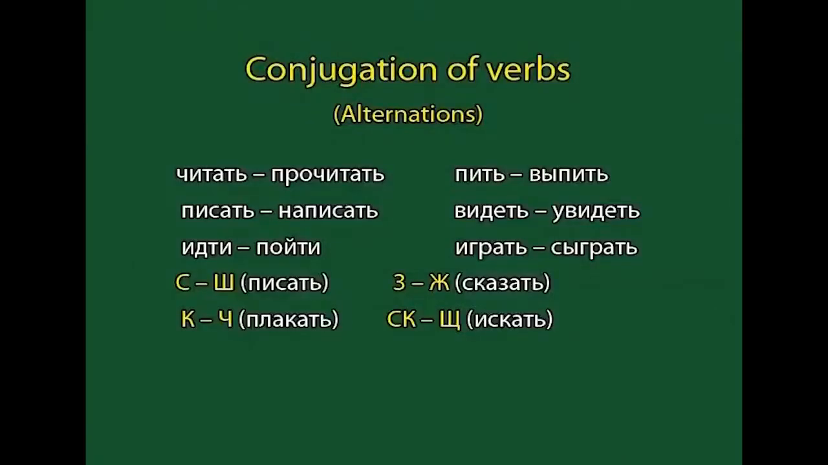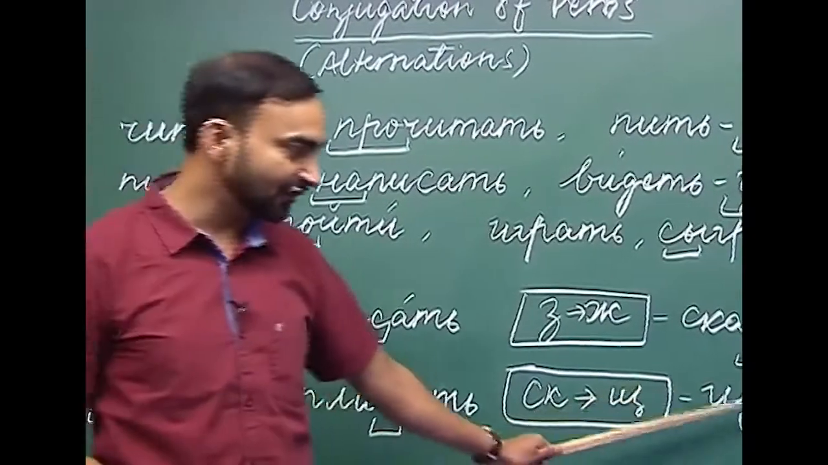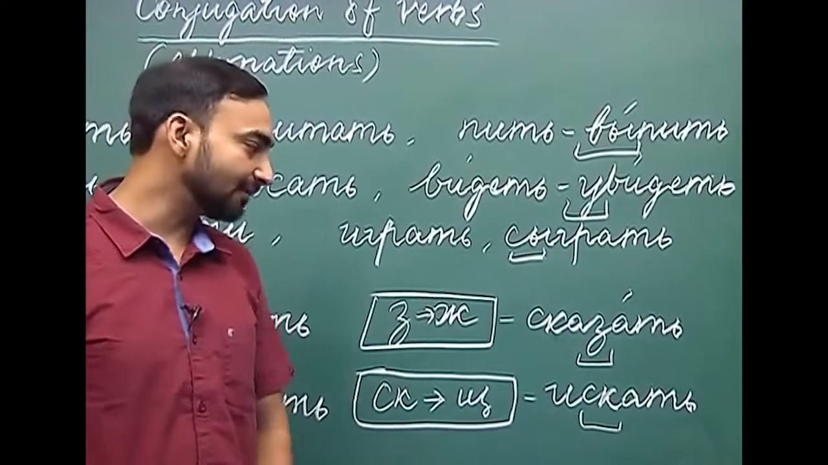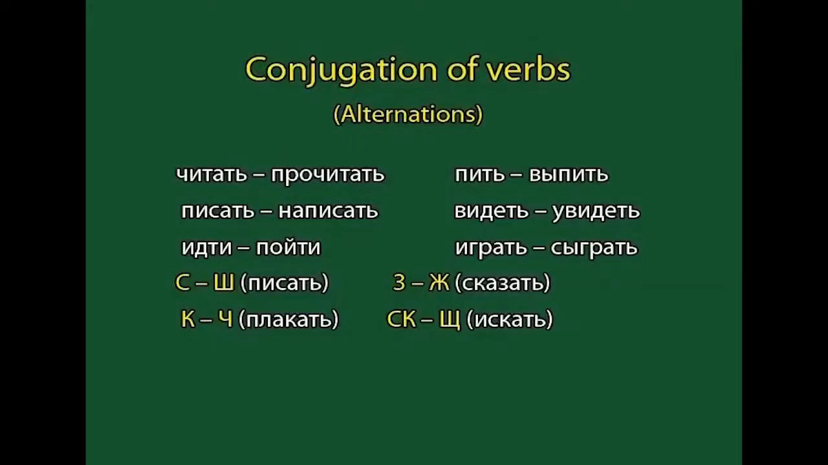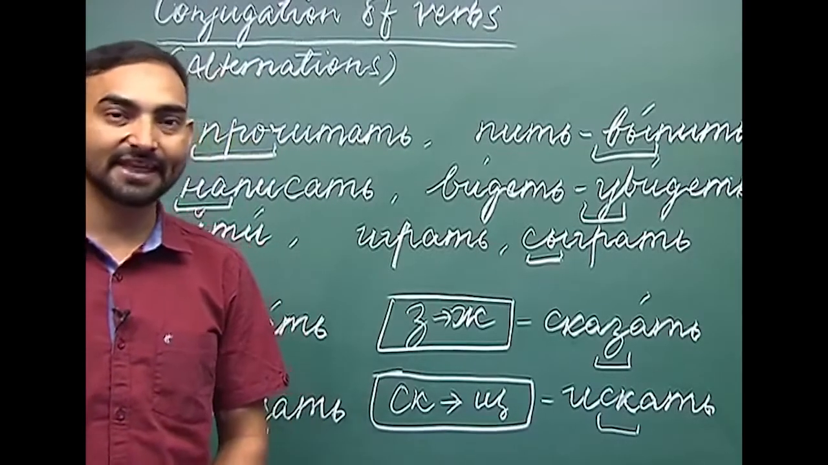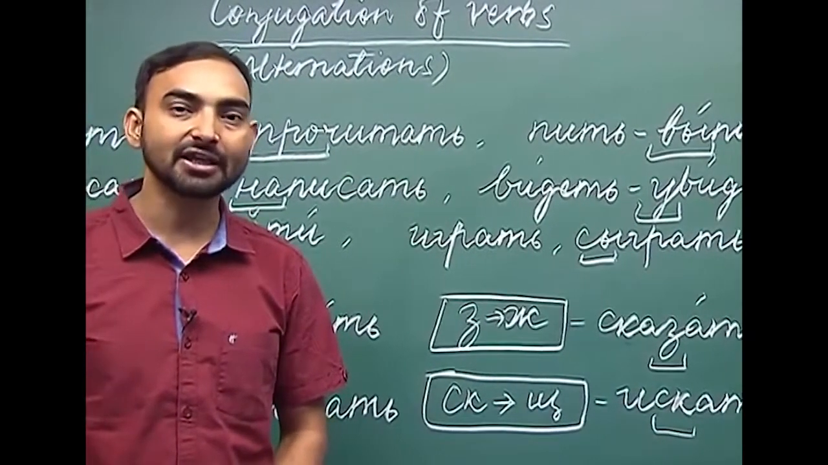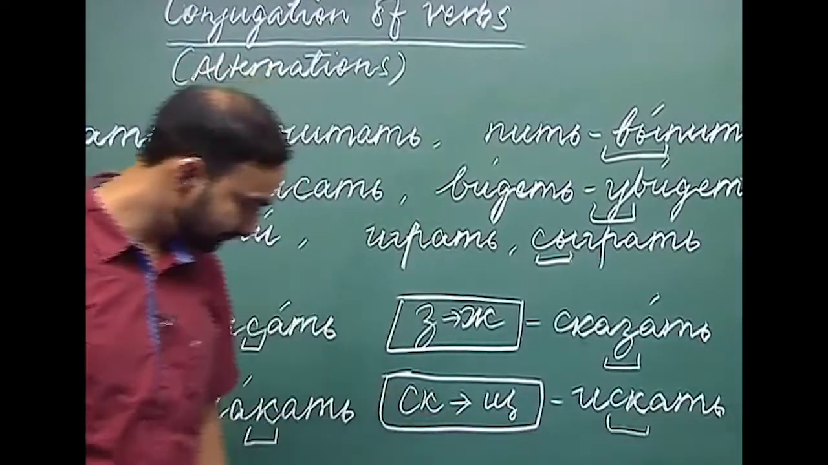The next alternation happens between a group of consonants s, k, which changes to a single consonant sh. Here a cluster of consonants is there in the infinitive form, which is changed to sh in the conjugated forms. For example, iskach. Iskach is to find, to look for. So, how do you conjugate iskach? Ya ishu, ti ishish, onana ishit, mi ishim, vi ishite, ani ishut. So, this is how we conjugate iskach.